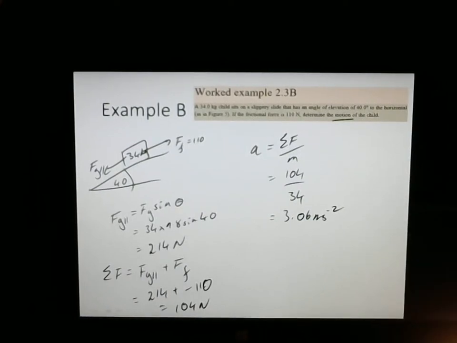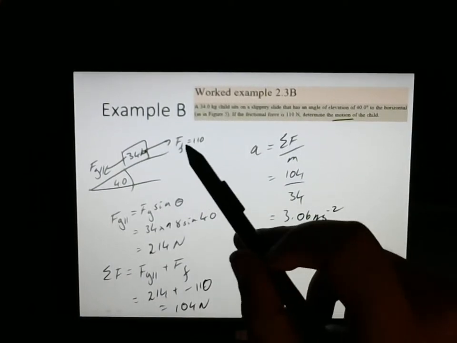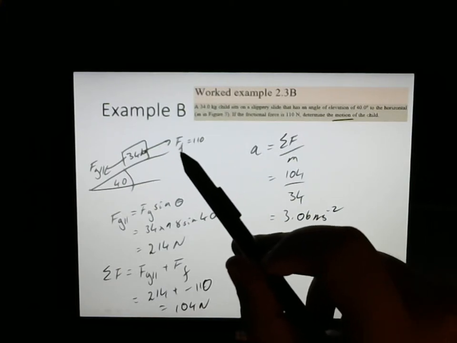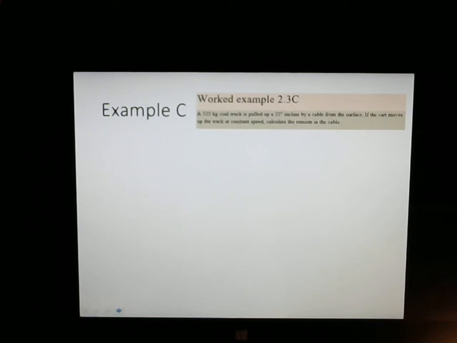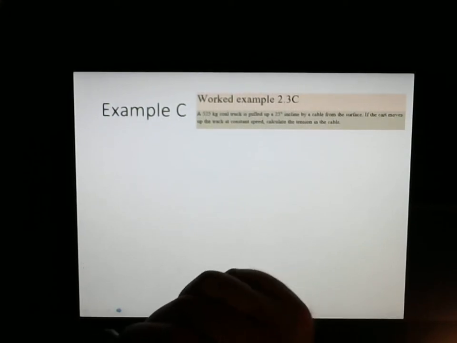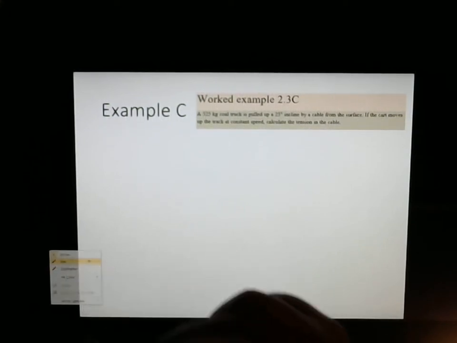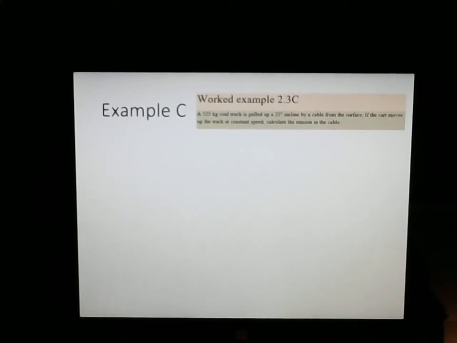Okay. Now, in this case, we see why we need to use forces, because we won't always have things that can be easily turned into accelerations. So example C and example D use a little bit more complexity. The first two are what we call a free situation. There's an object sitting on a ramp, and it's going to move or it's not going to move. This one now involves a bit of tension, so let's have a look.